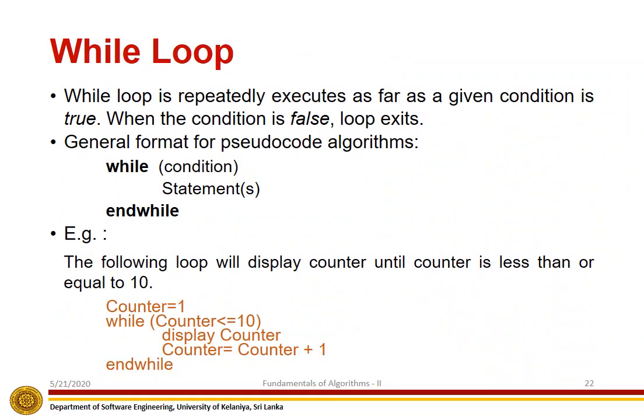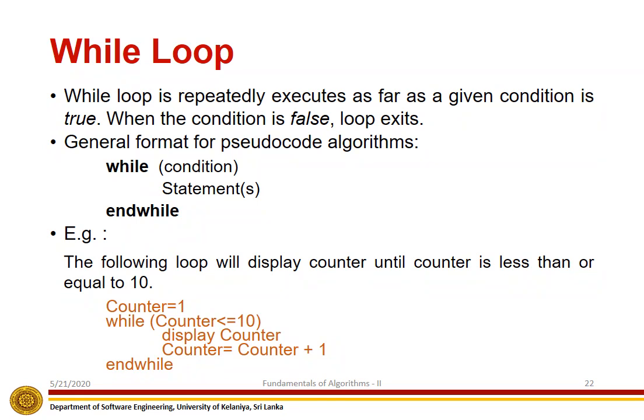First one is the while loop. A while loop repeatedly executes as long as the given condition is true. When the condition is false, the loop breaks. It means we can repeat an instruction or a set of instructions repeatedly according to the condition.